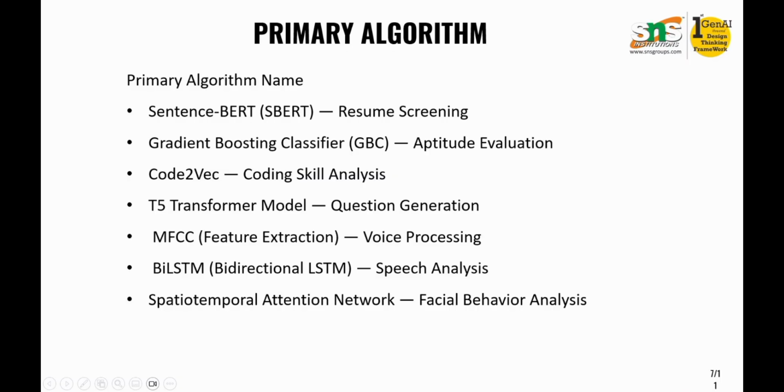Next, for automated interview question generation, the system uses a fine-tuned T5 transformer model. This model generates personalized interview questions based on resume content, ensuring a relevant and adaptive interview for each candidate.